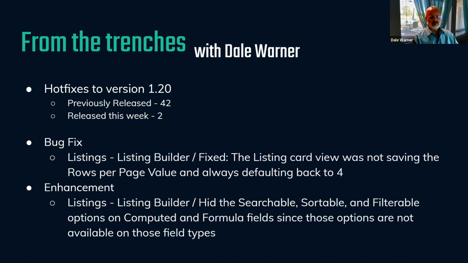There's another enhancement in listings, and it's a small enhancement. When you used a computed and formula field, it still offered you the ability to search, sort, and filter on that field. Since those options weren't available on those field types, we've hidden those. They no longer offer to let you do that because it won't do it.